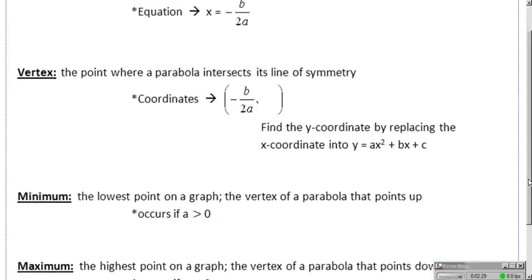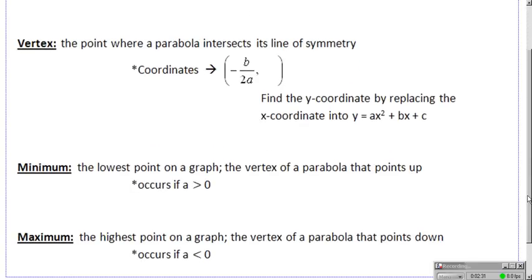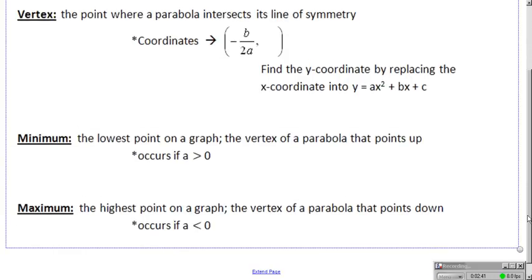A max or a minimum value would just be the lowest point on the graph. It's the vertex of a parabola. The maximum would be obviously the highest point on the graph. Again, the vertex of a parabola.